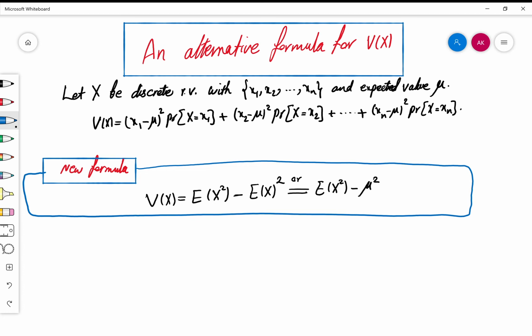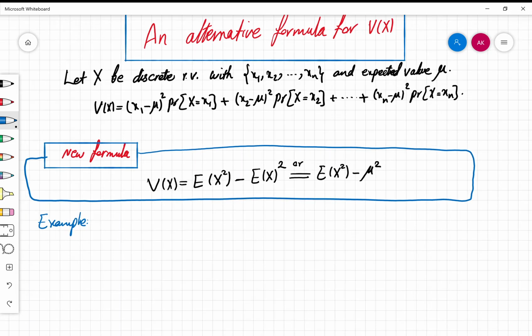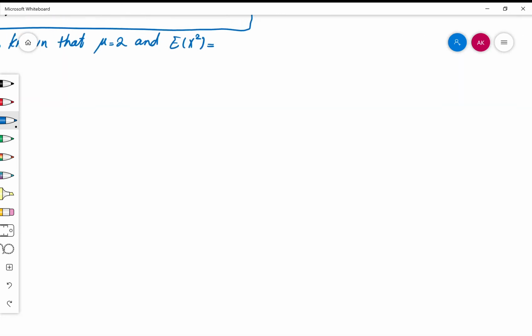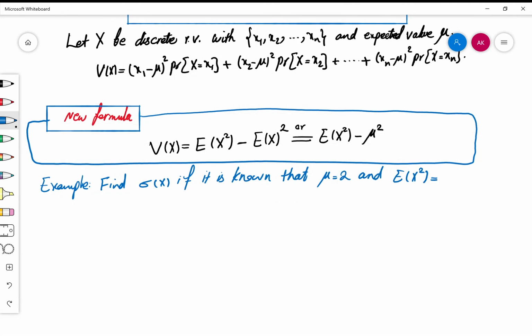Let me just do one example which needs this formula. Find sigma of X if it is known that mu for X is equal to 2, and E of X squared is equal to 20.